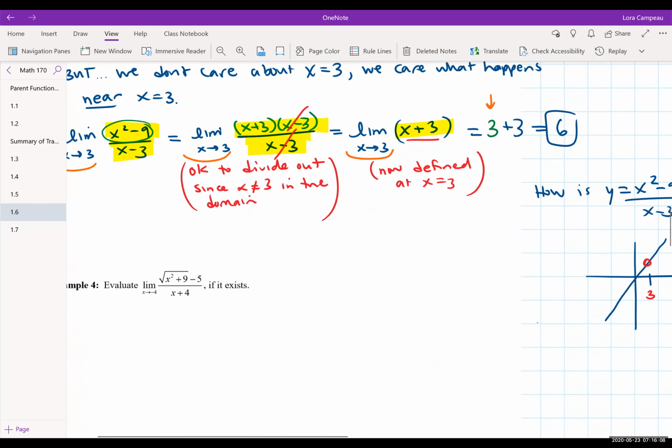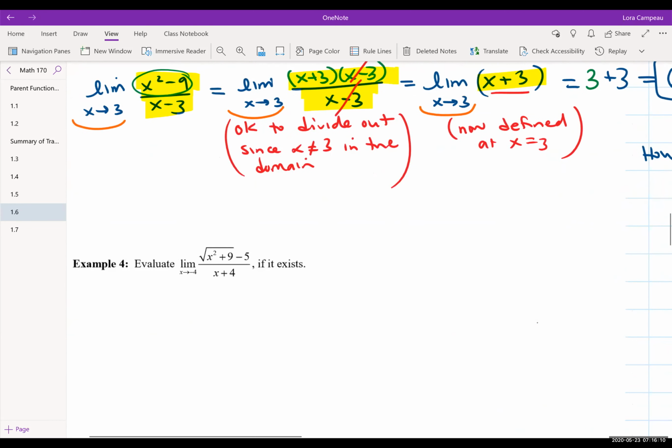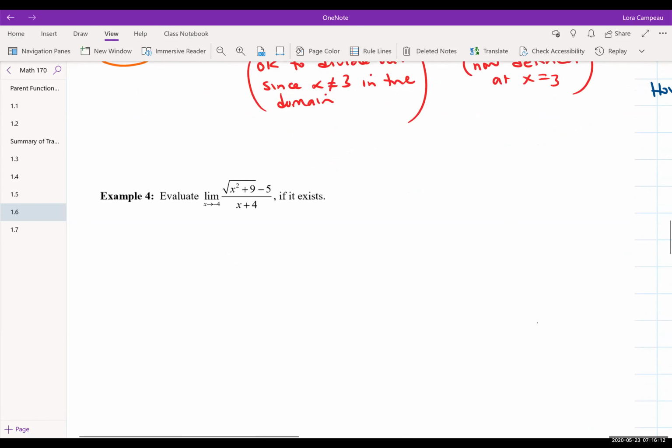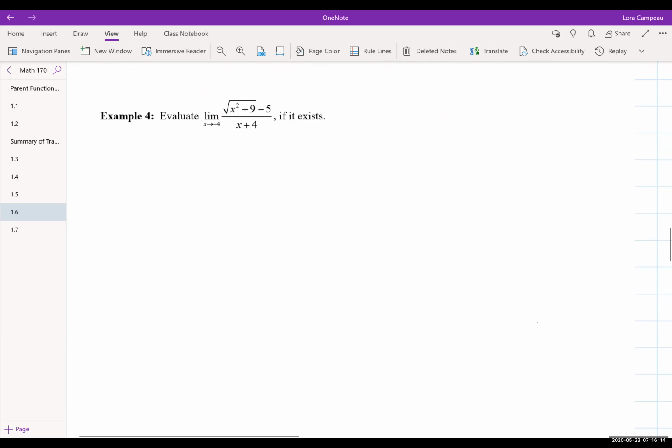All right, move this a little bit larger so we can see our writing. So now we are looking at evaluating a limit where the argument is a little more complicated than what we're used to.